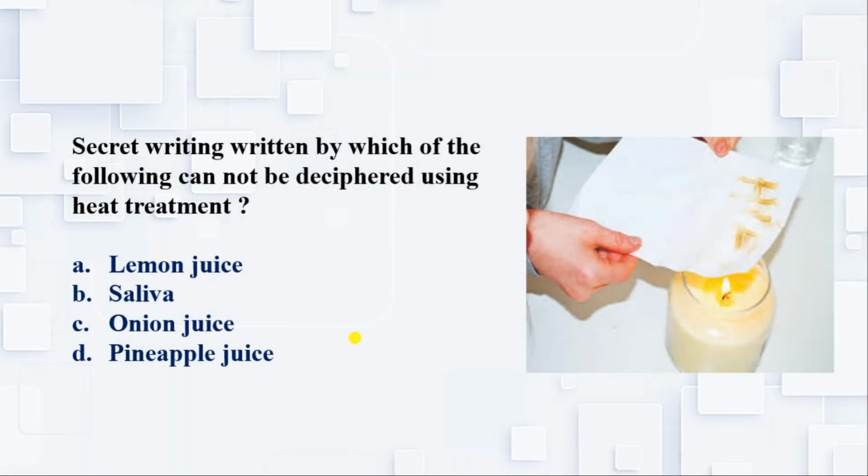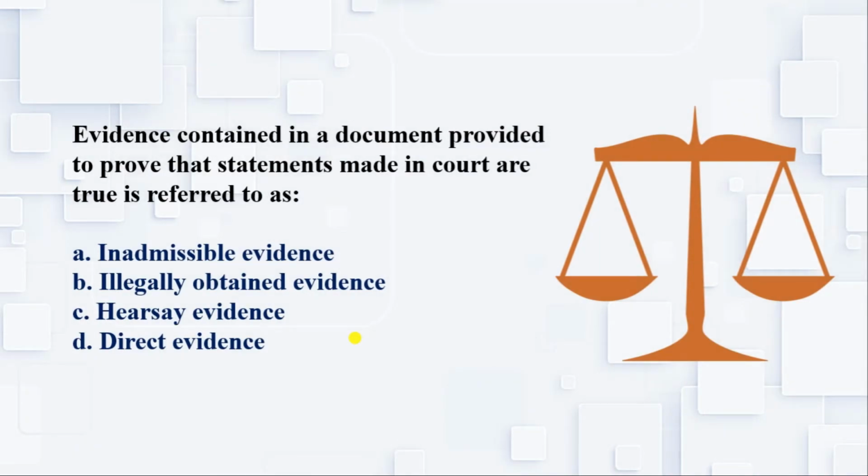The next question is, secret writing is written by which of the following and cannot be deciphered using heat treatment? So the correct answer here is saliva. Any secret writing which has been written by saliva cannot be deciphered with the help of heat treatment. The next question is, evidence contained in a document provided to prove that statements made in the court are true is referred to as direct evidence.